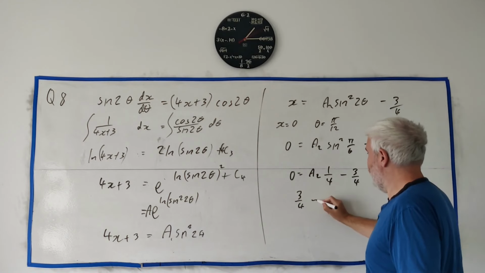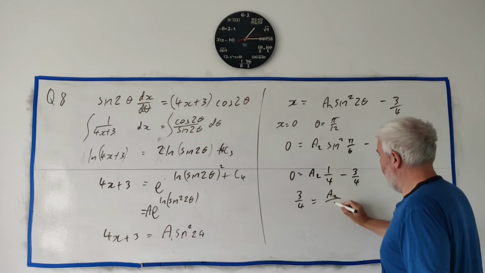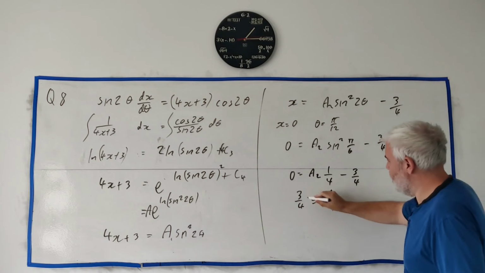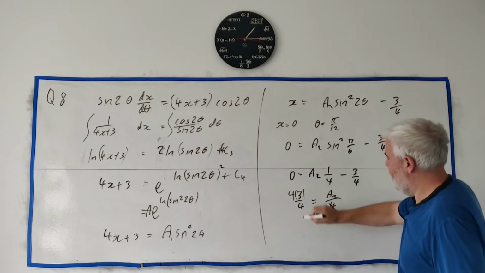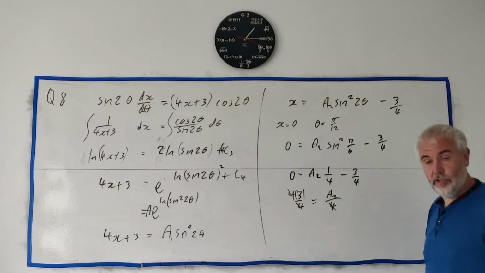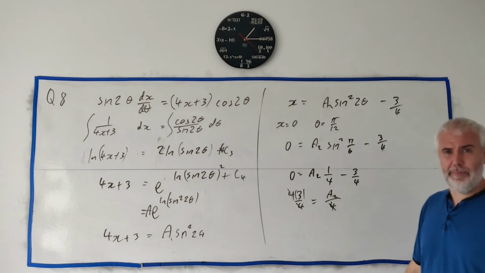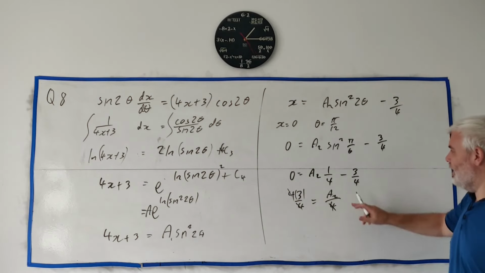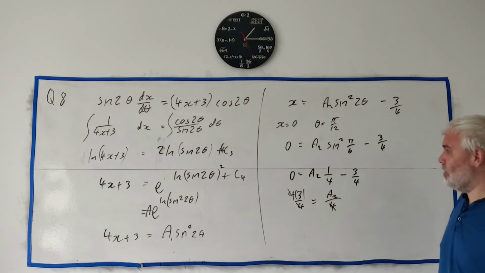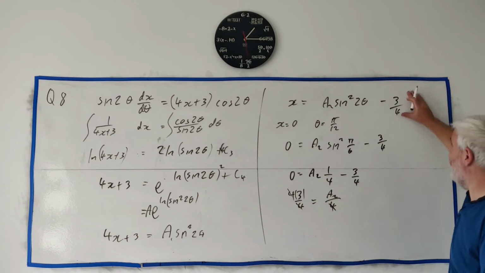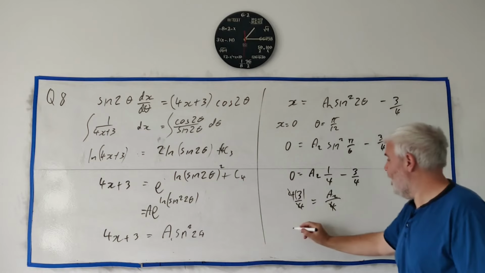3 over 4 is equal to A squared over 4. Multiply both sides by 4. The 4's cancel. A squared is equal to 3. I think you would still lose a mark, or maybe half a mark, if they do that. At this point, even though you've done all the work, they just want you to write this line up here one last time.